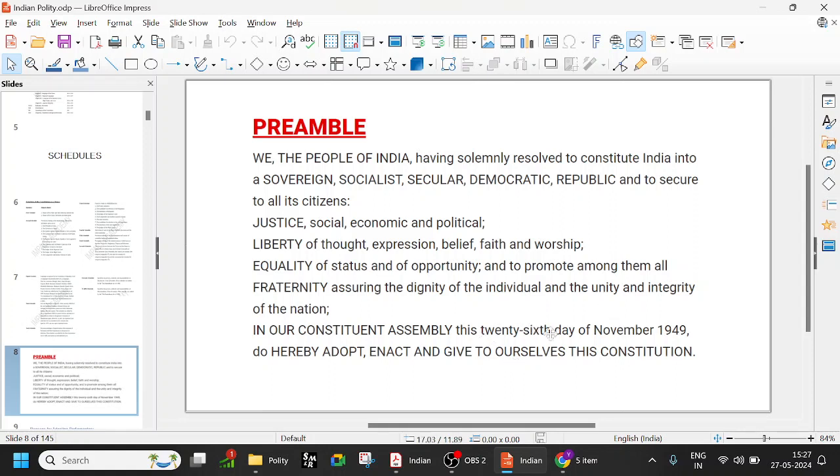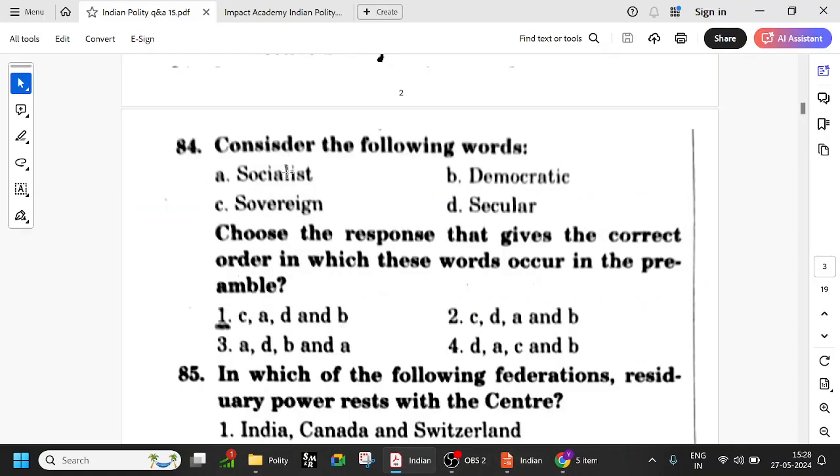Starting with the 26th day of November 1949, the Preamble was adopted. Later, on January 26th, 1950, the Constitution came into being. So, we, the people of India, having solemnly resolved to constitute India into a sovereign, socialist, secular, democratic republic. So sovereign, socialist, secular, democratic republic.